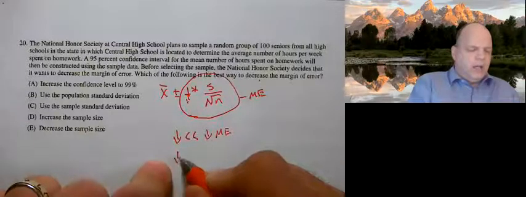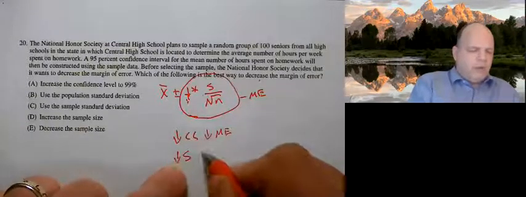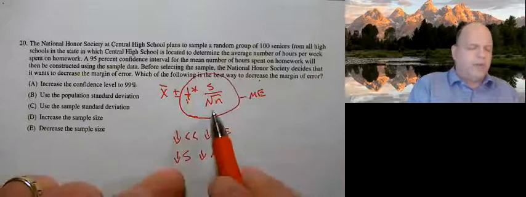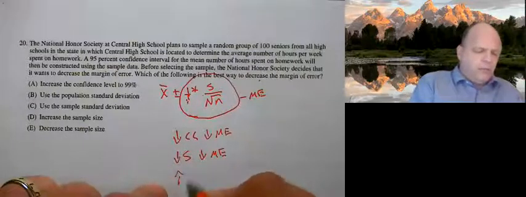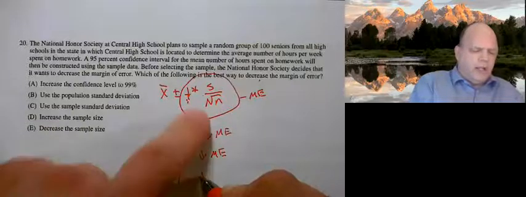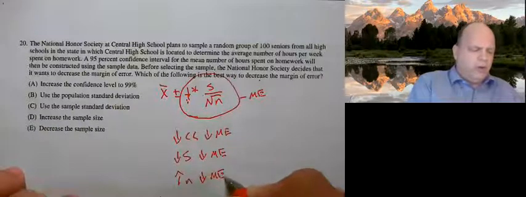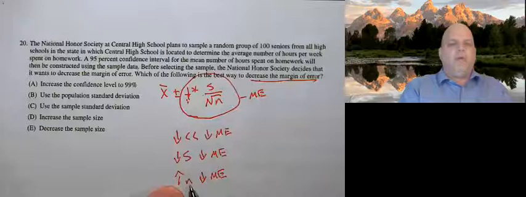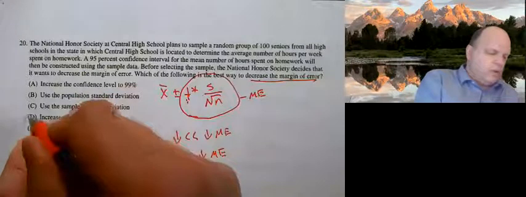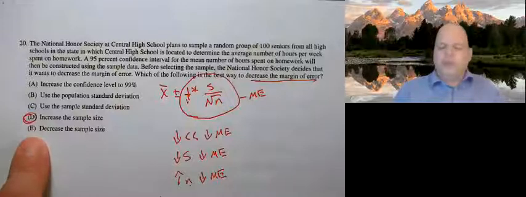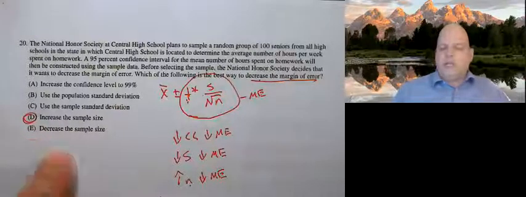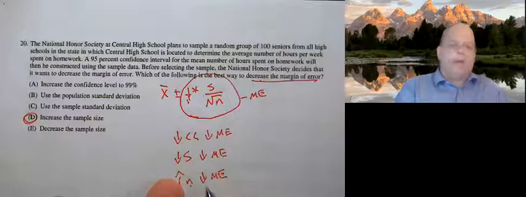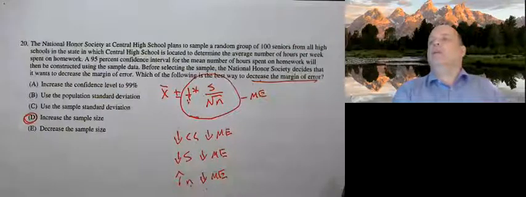If my standard deviation goes down, because I'm multiplying, then my margin of error goes down. So if I can decrease the standard deviation, which I probably can't because it came from the sample. If I increase my sample size, because I'm dividing by it, my margin of error goes down. So we want to decrease the margin of error, and probably the best way to do that would be to increase the sample size. So number 20, the best answer is D, increase the sample size, because we're dividing, they move in opposite directions. All right, that'll end this video.